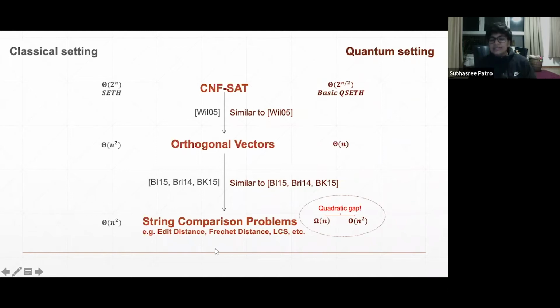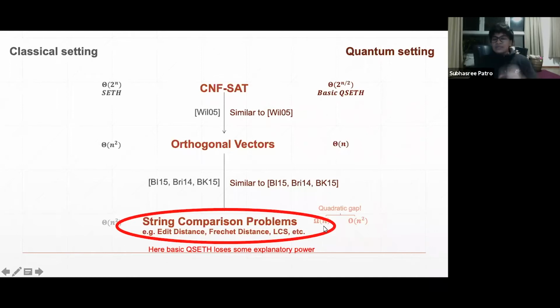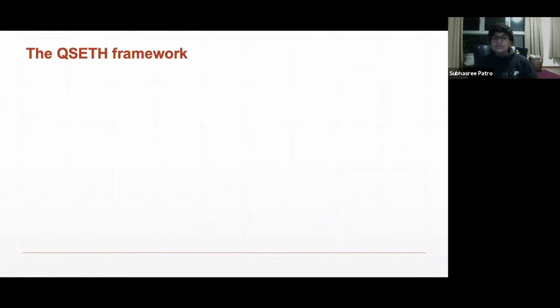in the exact edit distance or Fréchet distance or LCS case. And the lower bound known is linear. So there's a quadratic gap that we are not able to explain because of this basic QSETH. Okay. So that kind of motivated us to introduce the QSETH framework.